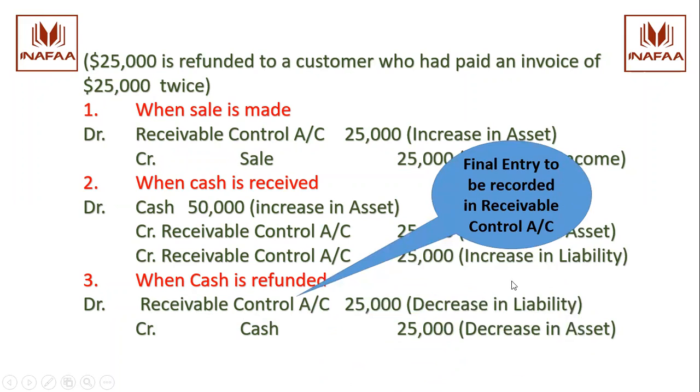Now this is the final entry which is to be recorded in the receivable control account, because initially we have already recorded the sales, and we have already recorded the cash received. Now this is the transaction where we actually refunded it. You see, the transaction is 25,000 refunded to the customer. So when we make a refund, we shall record debit receivable control account and credit cash.